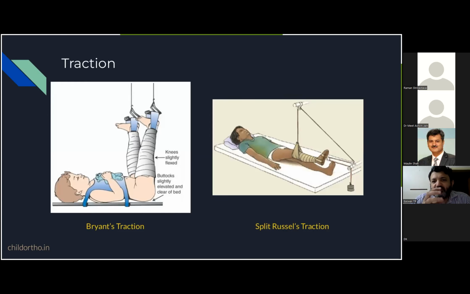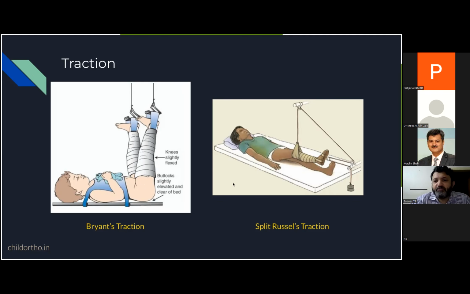There are a couple of points about each of these that you must remember. If in a smaller child, and for whatever reasons you are using the so-called previous generations of treatment, like traction, the Bryant's traction, you must remember, especially since we don't do these regularly now, to keep the knees slightly flexed. This is very important, and you keep the buttocks slightly off. This is where the fracture gets reduced, and it's very important for vascular reasons that you keep the knees slightly flexed.